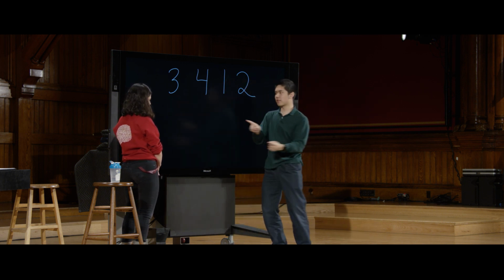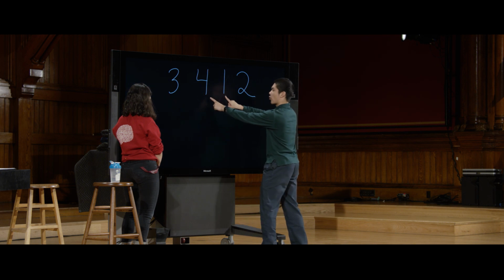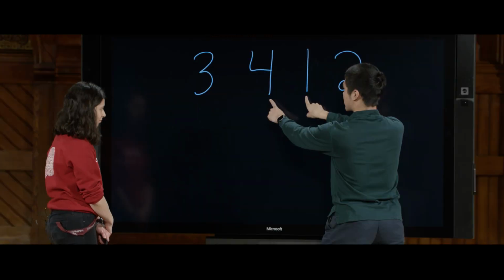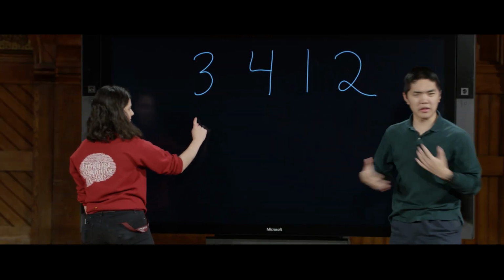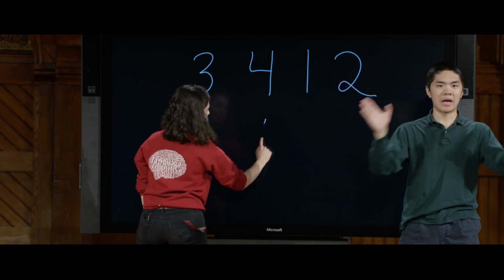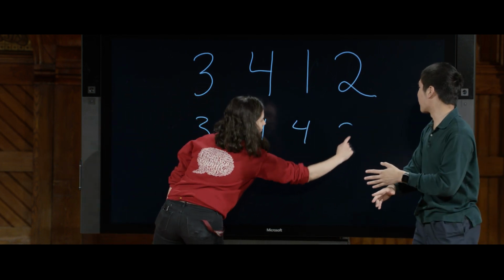Yeah, they are. 3 is less than 4, so that's fine. We move on to 4 and 1. Are those in the right order relative to each other? Well, no, they're not. 1 is less than 4. So we're going to take the 1 and 4, and we're going to switch them. So we get 3, 1, 4, 2.